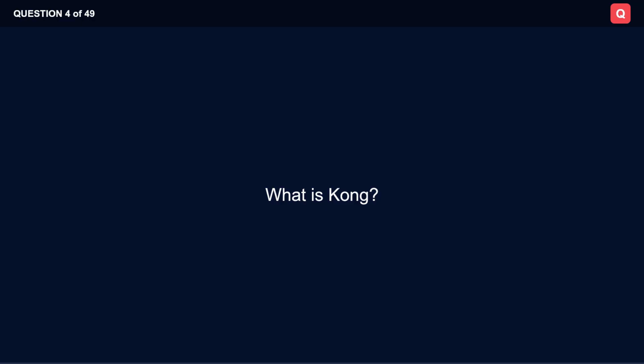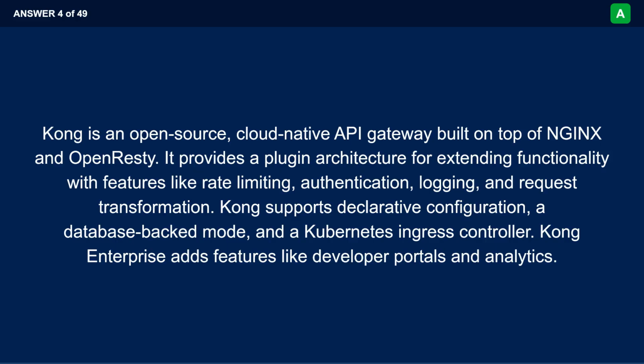What is Kong? Kong is an open-source, cloud-native API gateway built on top of NGINX and OpenResty. It provides a plugin architecture for extending functionality with features like rate limiting, authentication, logging, and request transformation. Kong supports declarative configuration, a database-backed mode, and a Kubernetes ingress controller. Kong Enterprise adds features like developer portals and analytics.